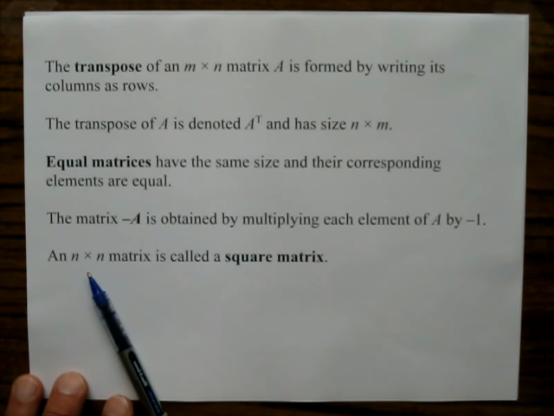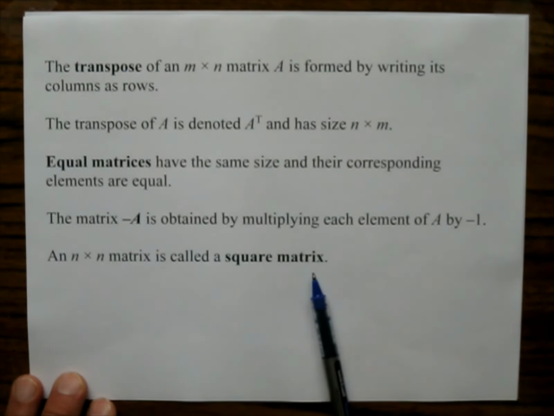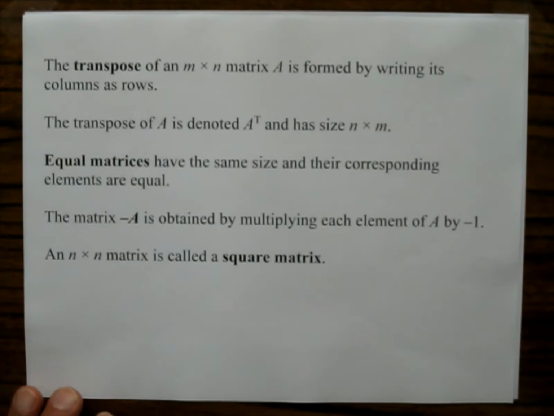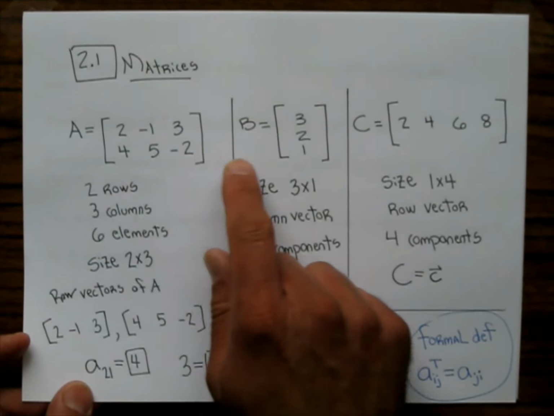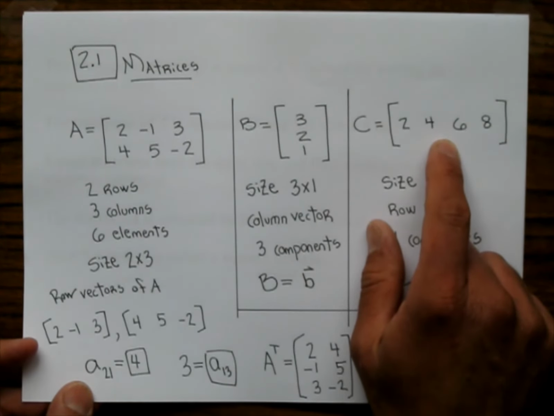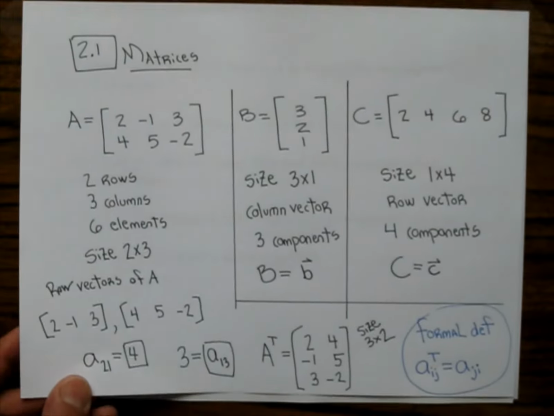An n by n matrix, where the number of rows and columns are equal, is called a square matrix. Now, why would that be called a square matrix? Well, because it looks like a square. None of those matrices right there happen to be square matrices. A square matrix has to have the same number of rows as columns. Let's take a look at some examples now.